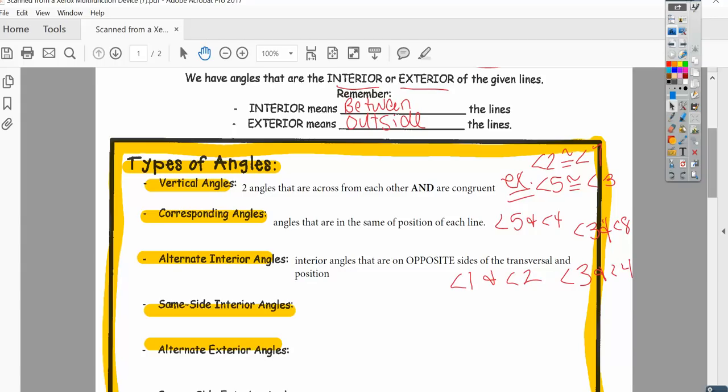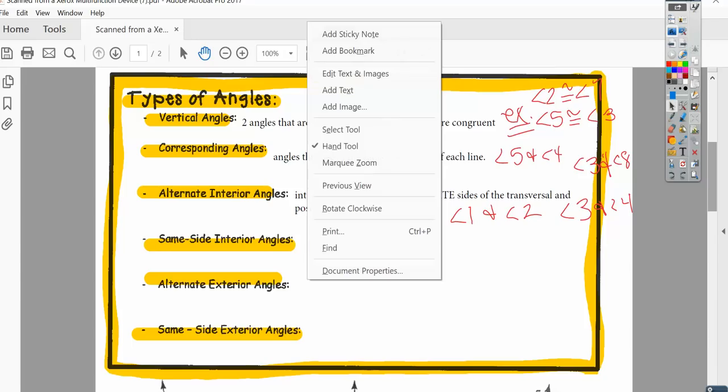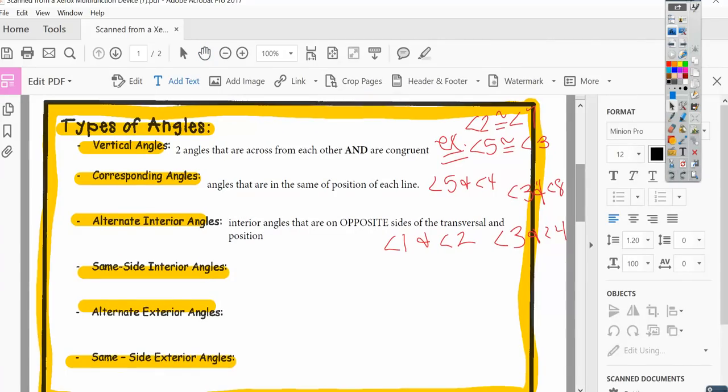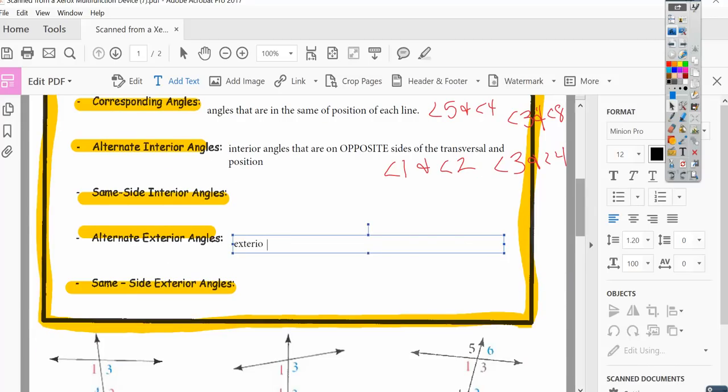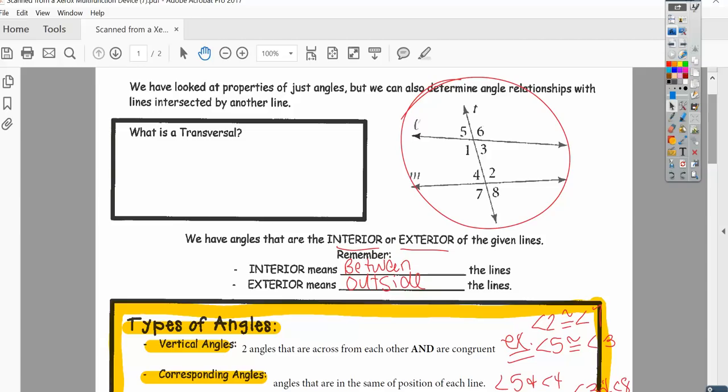So we're going to skip and we're going to go down to alternate exterior angles. Alternate exterior angles are exactly like alternate interior angles, except they're not on the interior, they're on the exterior. So they are exterior angles that are on opposite sides of the transversal and position. So if I go up and I look at my picture, my exterior angles are 5, 6, 7, 8.